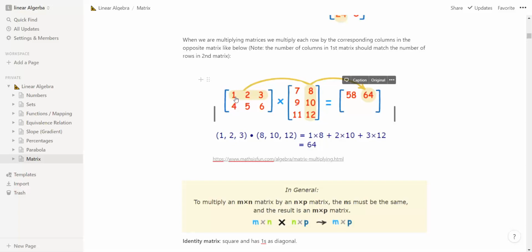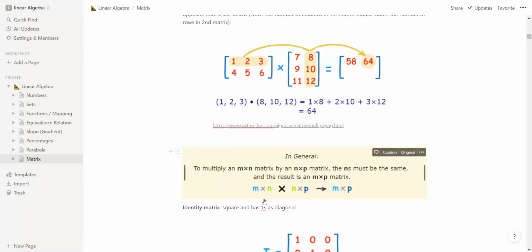So how is this done again? So 1, 2, 3: you have 1 multiplied by 8, 2 multiplied by 10, and 3 multiplied by 12. Then you add all those together, and that's what you get, the 64. Generally speaking, the dimensions of the result follow from the two matrices, and the rows of the second matrix have to conform with the columns of the first matrix we're multiplying by.